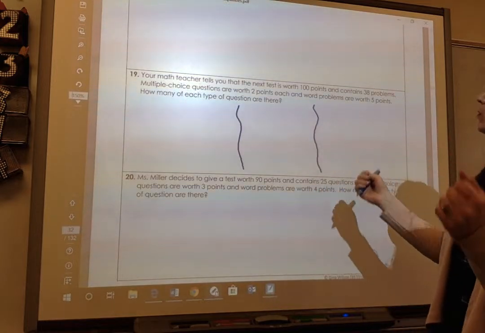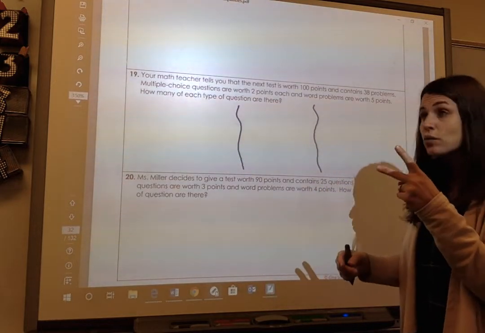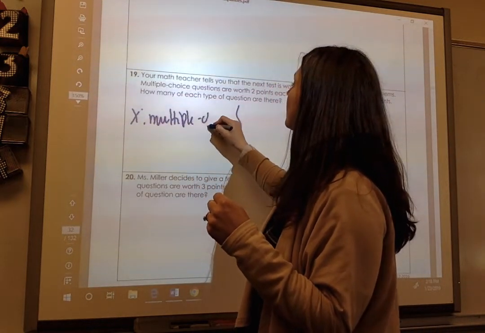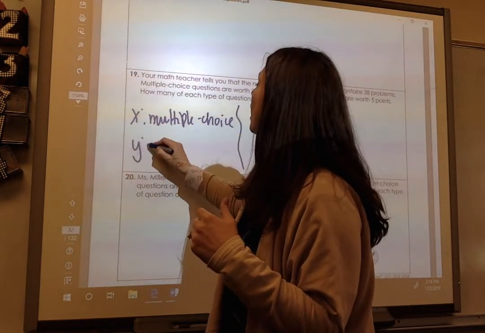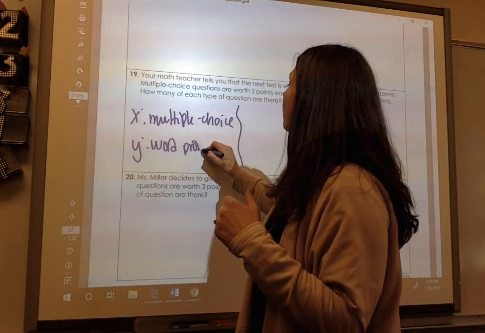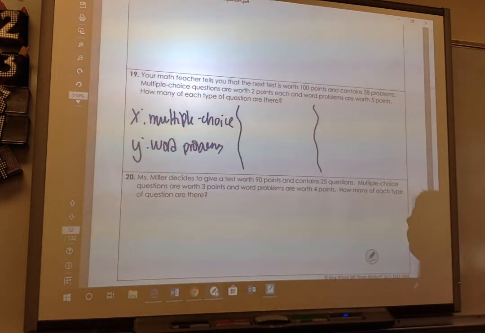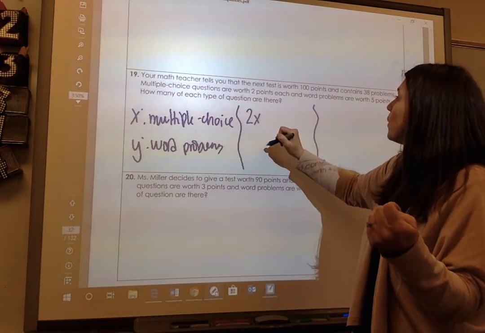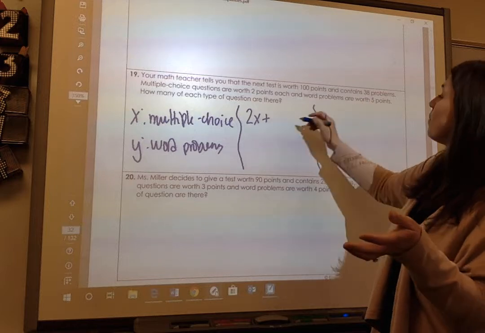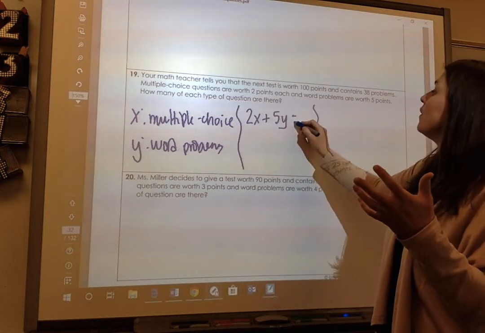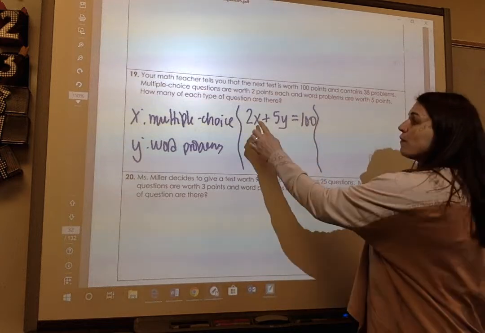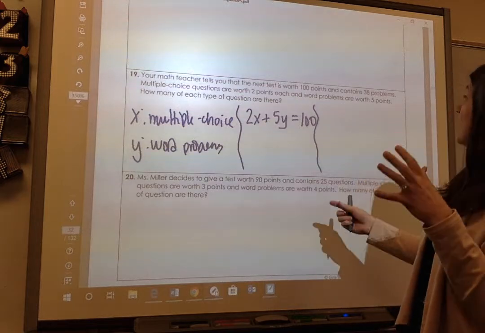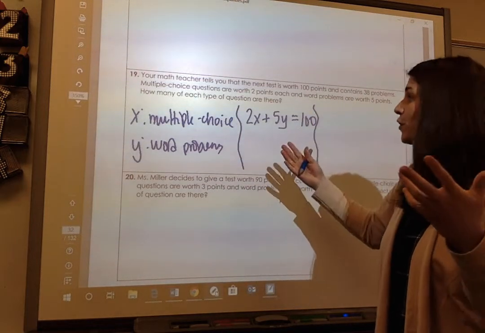Multiple choice are worth 2, word problems are worth 5. So what are the two things we're talking about? We're talking about multiple choice, so I'm going to put multiple choice as X, and Y is going to stand for word problems. Okay, so now we're looking at the value. How much is a multiple choice worth? 2 points for the multiple choice, and word problems are 5 points for the word problems, and the total value is 100. So the value of a multiple choice, the value of a word problem, and the total value of the test. And then it contains 38 problems, a mix of 38 problems.